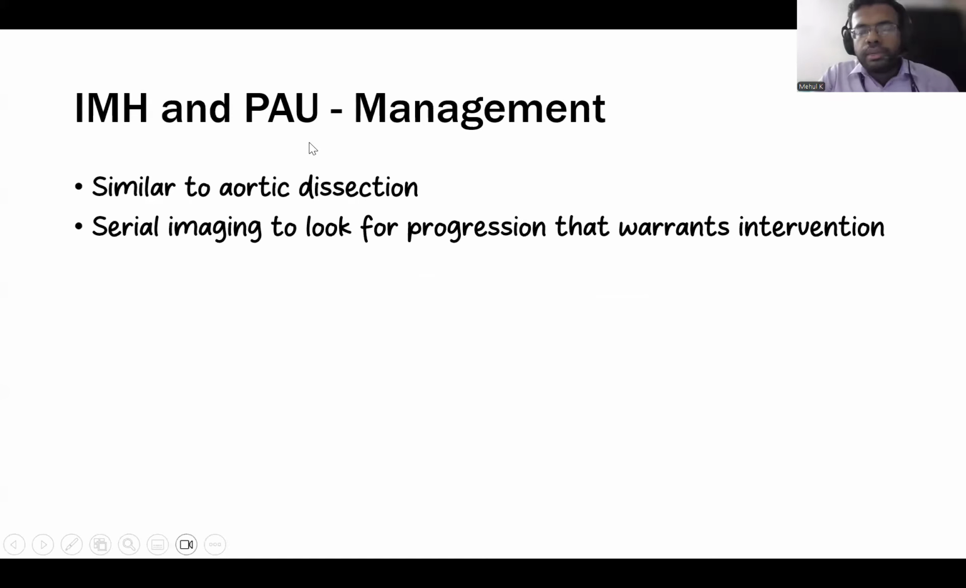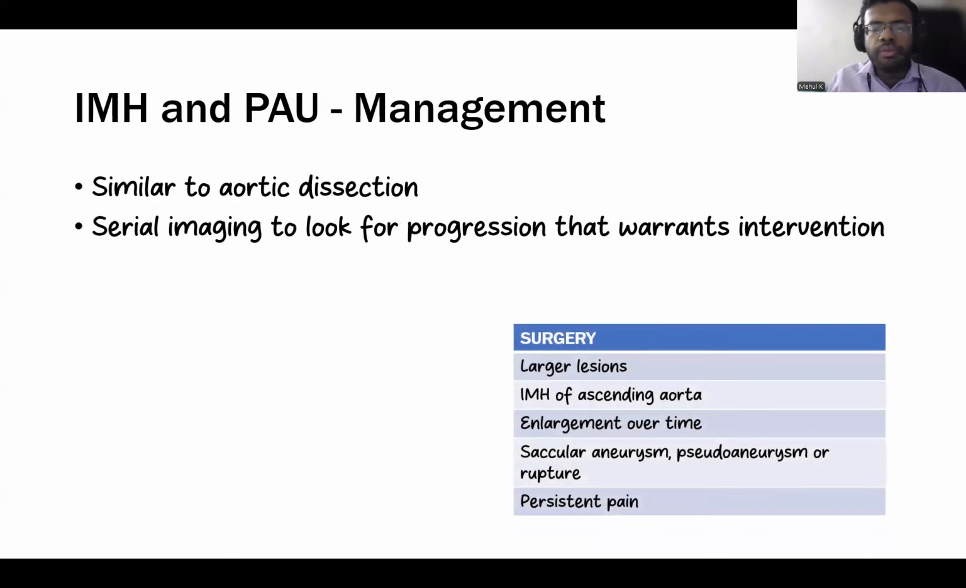Acute management, as far as what you have to know, is very, very similar compared to aortic dissection, but you'll have to do some serial imaging to look for progression into something that warrants intervention. When do you intervene? Big lesions, IMH of the ascending aorta, these things generally need operation because they can be very dangerous. Mortality is high. Enlargement over time, circular aneurysms or persistent pain are considerations for surgery. Obviously, these are things that you will discuss along with either your CTVS or your cardio radiology friends.